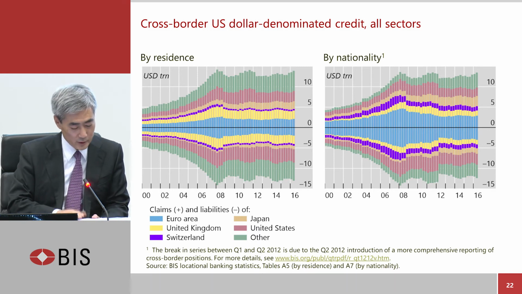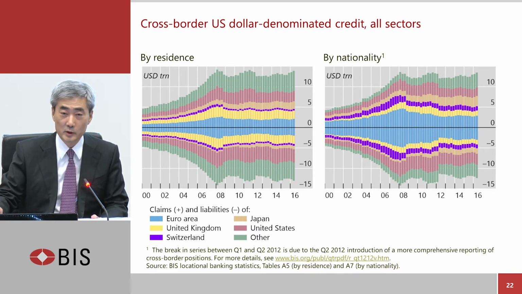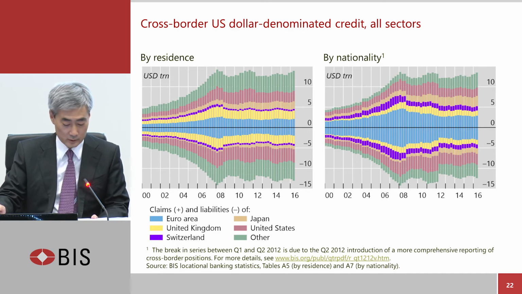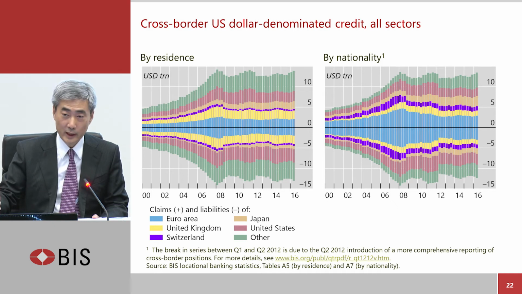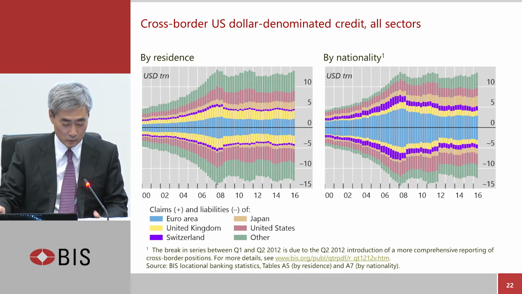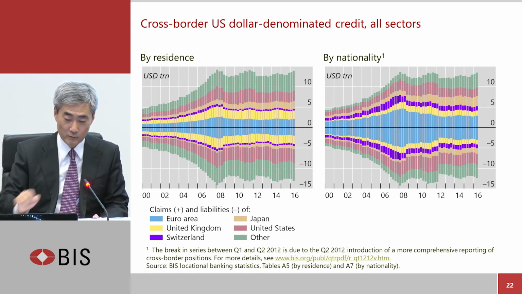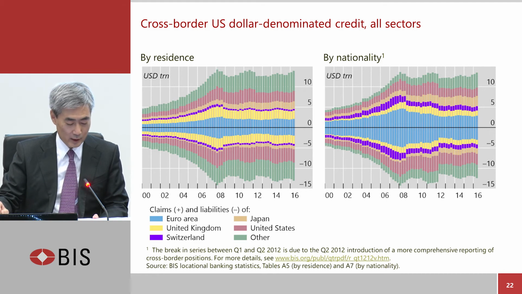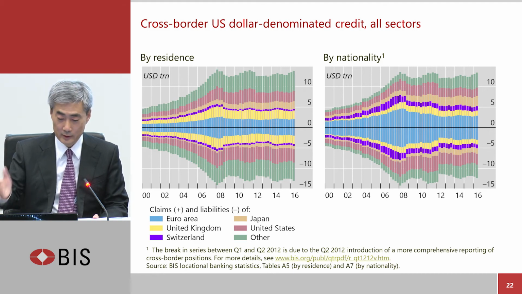So what are the aggregates? This slide shows the total cross-border assets and liabilities of the BIS reporting banks denominated in US dollars. The upward bars are cross-border assets in dollars, and the downward bars are the cross-border liabilities in dollars. The left-hand panel classifies the cross-border lending and borrowing by location, the place of business, while the right-hand panel is by nationality, the location of the headquarters. So for example, if a French bank in London lends dollars to an Asian corporate, it is captured in the yellow for the UK on the left-hand panel, but in blue for the euro area on the right-hand panel.